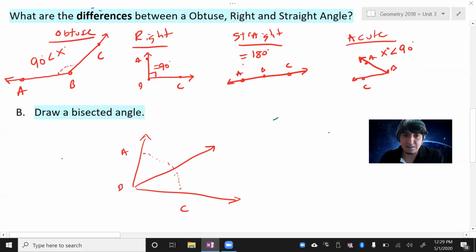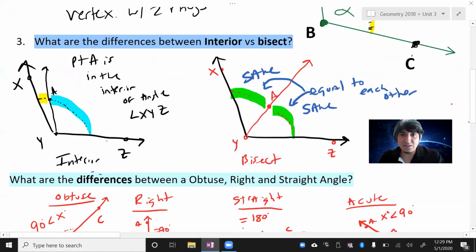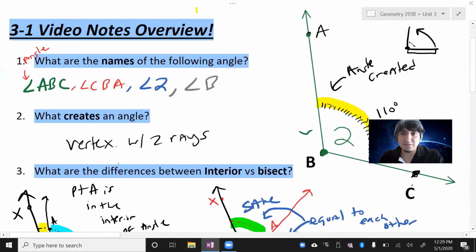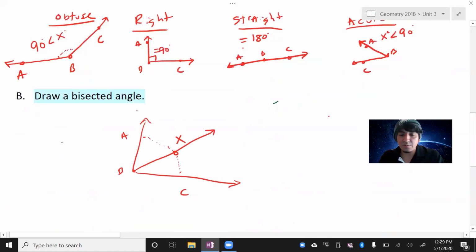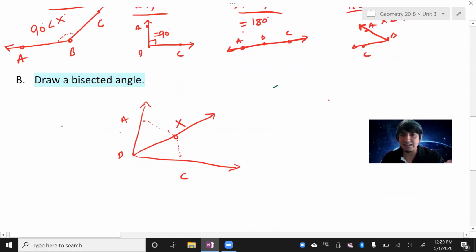So I got A, B, C, and this point that's in the interior of this angle is bisecting it. So I'm going to call that point X. So point X bisects angle ABC in this case. So initially, that's what we have to work on. Just make sure you identify what type of angle you're working with, what's the proper name of it, and where's the interior and the exterior.